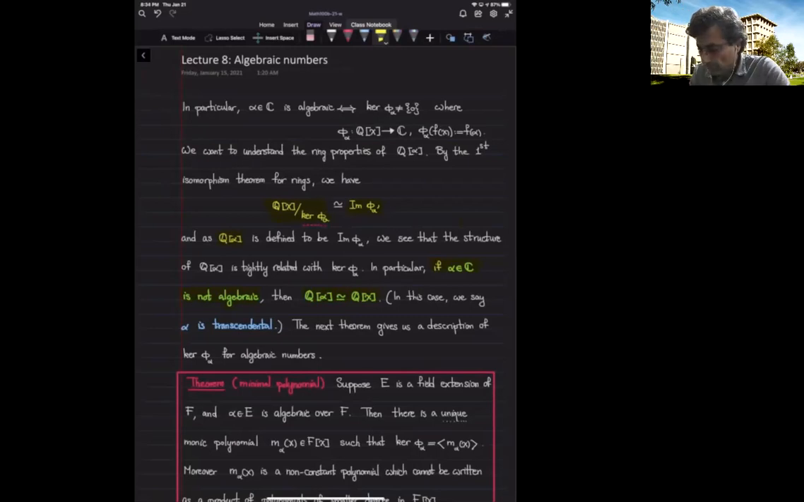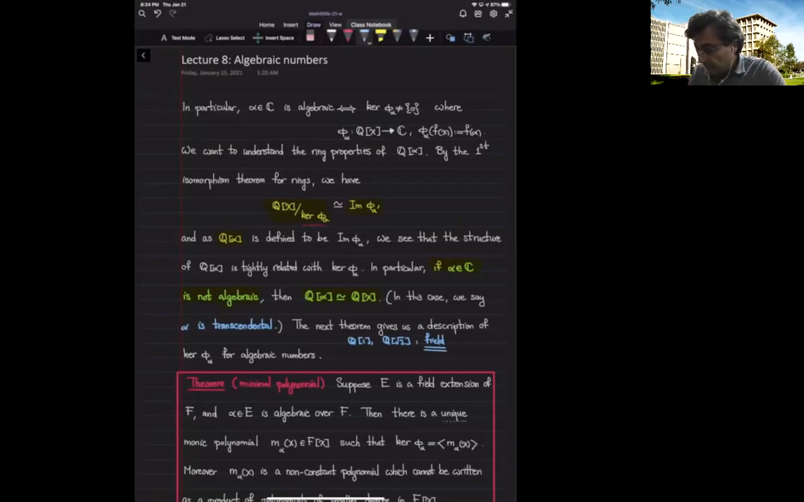Again, let me repeat that we've seen that Q adjoin i, Q adjoin root 2, and so on, are all fields. And this is what we want to show in general. We want to show that Q[alpha], when alpha is an algebraic number, is always a field. Okay, so this is what we want to generalize.